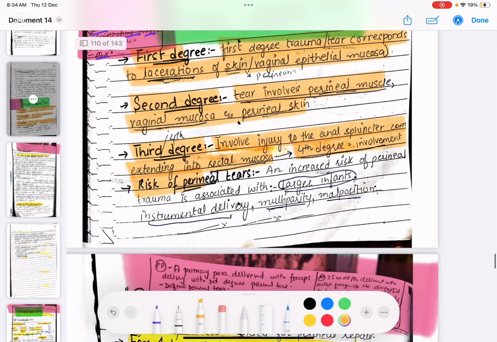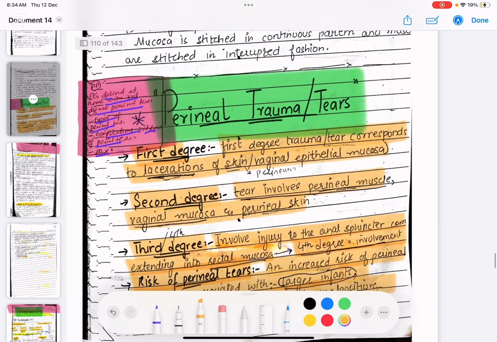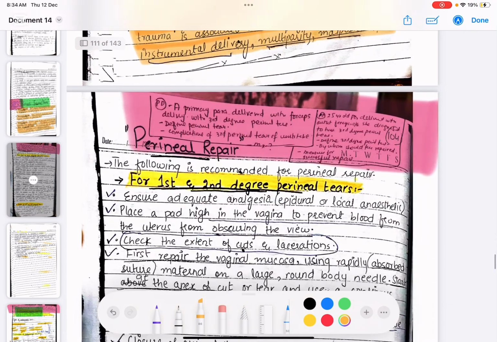Now the risk of perineal tears: increased risk of perineal trauma is associated with larger infants, instrumental delivery, multiparity and malposition. These are the risk factors for perineal tears or trauma. Now, how will we repair the perineal tears? There is a question that a primipara is delivered with forceps delivery with a third degree perineal tear; define perineal tear, and the complications of perineal tear.